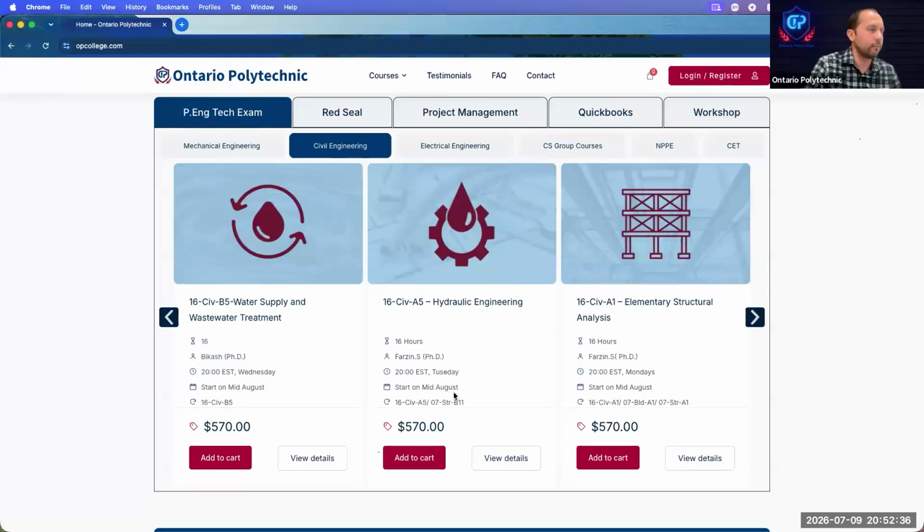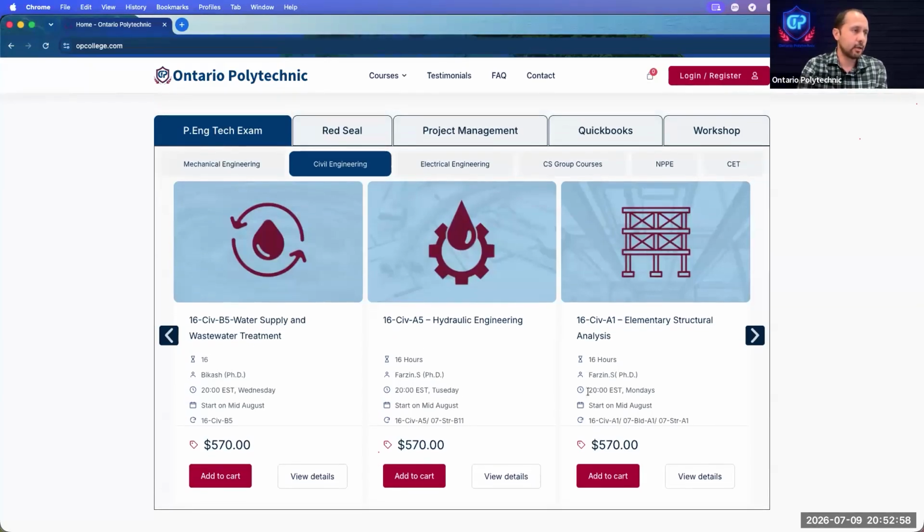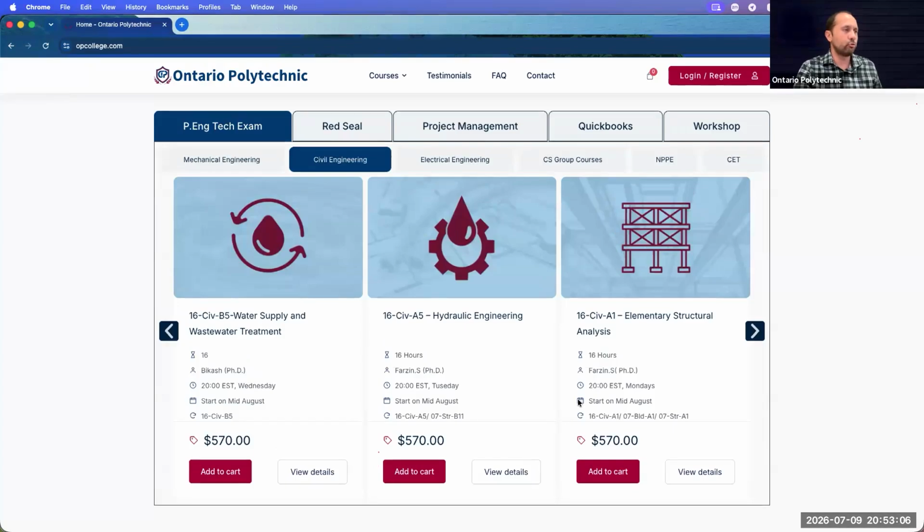For the classes, we are waiting for the exam date, but most of them are going to start mid to end of August, or maybe mid to first to mid September. It's once a week, 2 hours per week, 16 hours in total, and the classes are at night, 8 p.m. Eastern time. And we will be done usually 2 to 3 weeks before the exam date, and you have a couple of weeks to review your notes and be ready for the exam.